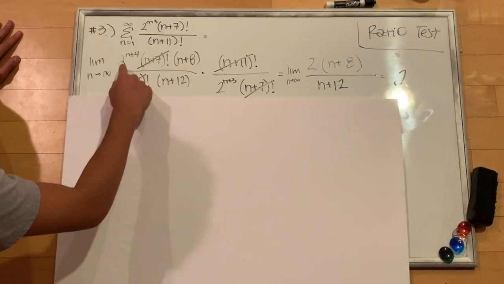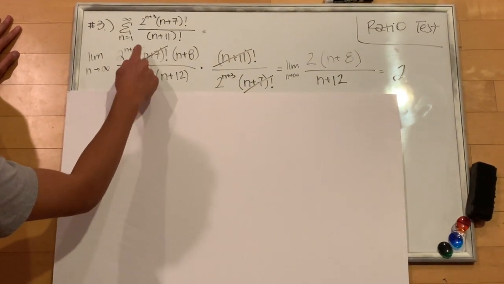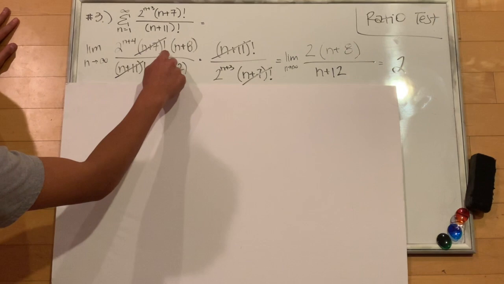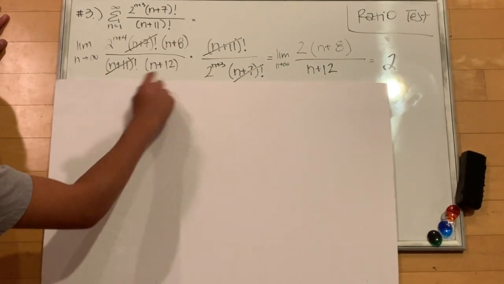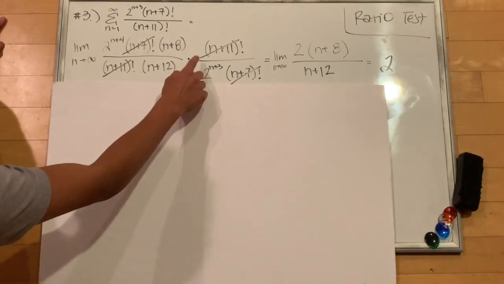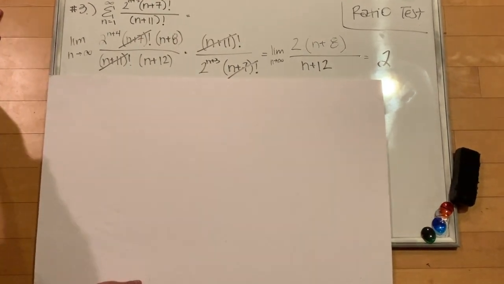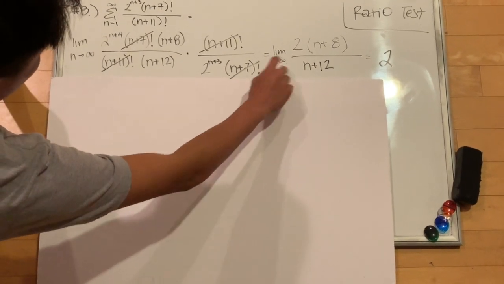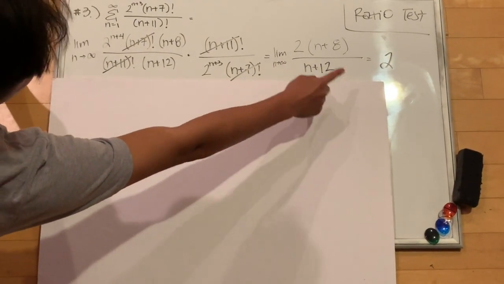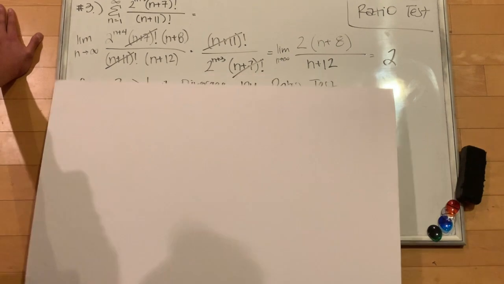So the factorials would be 2 to the n plus 4 times n plus 7 factorial times the next term, which is n plus 8. And do the same thing at the bottom. And you multiply that by the original equation. And that gets you to the times n plus 8 over n plus 12. You take the limit as n approaches infinity, it gets you 2.